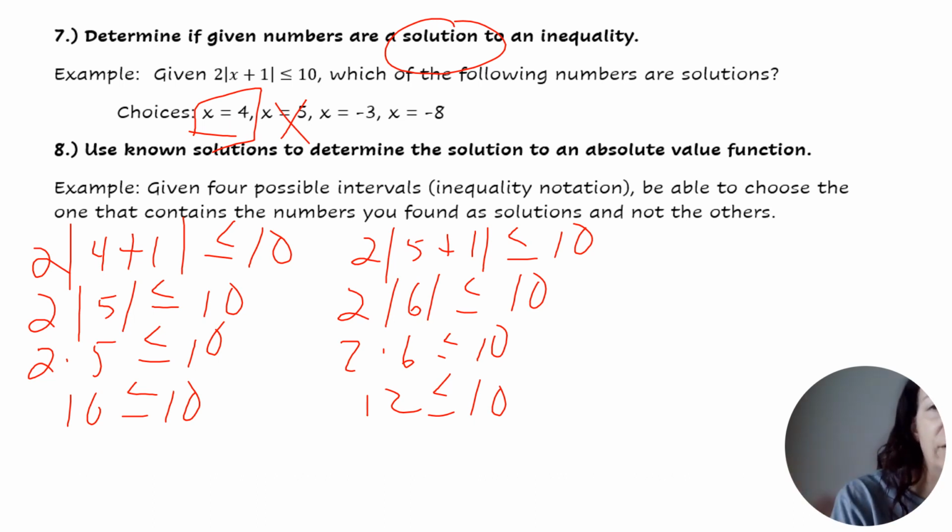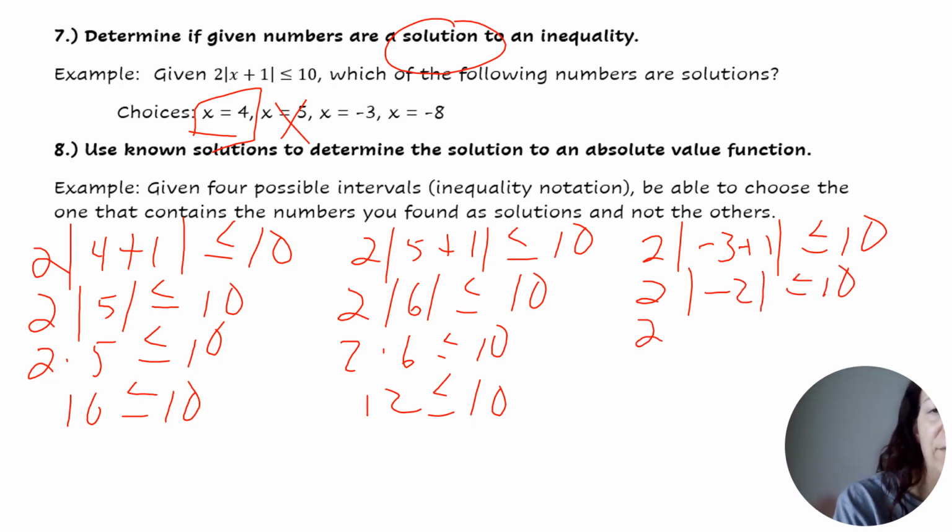All right, so just to be consistent, we'll keep going through, and there's space on your test to work that out. So we've got -3 plus 1, which is -2. Absolute value of -2 is 2, and 4 is less than or equal to 10. So that does work. And then the -8.